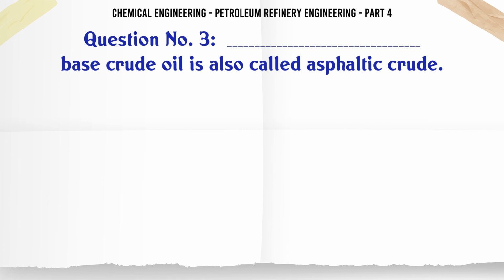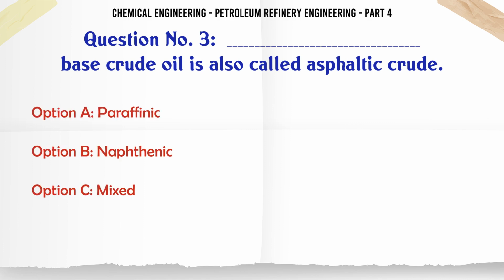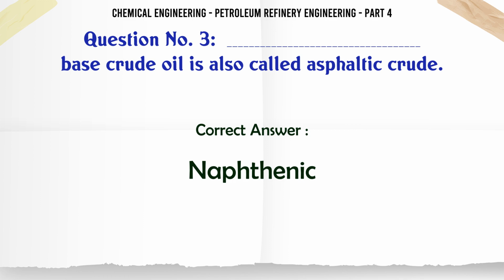Base crude oil is also called asphaltic crude. A. Paraffinic, B. Naphthenic, C. Mixed, D. Aromatic. The correct answer is naphthenic.